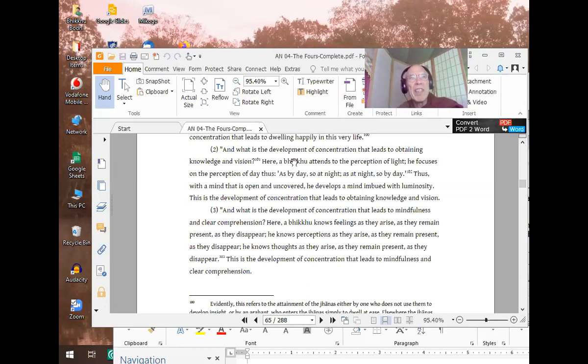And so the formula says that to practice this kind of samadhi, one attends to the perception of light. One gets this mental image of light, first outwardly from an outward source of light, and then one focuses upon that light inwardly. And so one focuses on the perception of day thus: as by day, so at night; as at night, so by day.